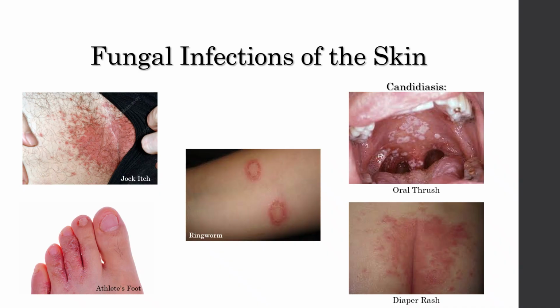Then we have candidiasis, which is oral thrush or diaper rash. Candida is actually normal flora, but give it the right opportunity and it becomes aggressively unneighborly. Histologic clues are budding yeast and pseudohyphae. And unlike dermatophytes, Candida can invade deeper tissues, especially in immunocompromised patients.